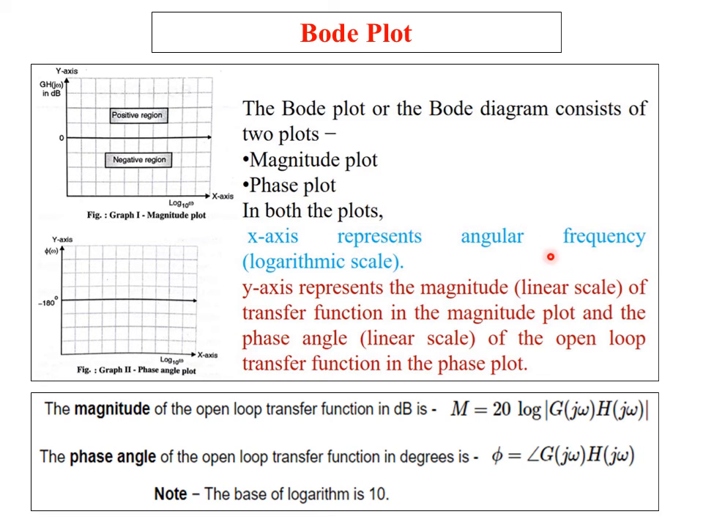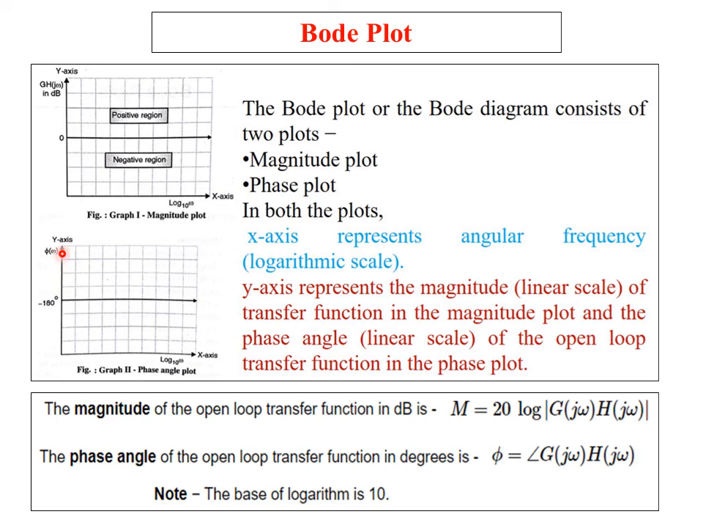The x-axis represents the angular frequency in both the plots, but it is on the logarithmic scale. So we are plotting the Bode plot on the log paper. The y-axis represents the magnitude, that is the linear scale of the transfer function in the magnitude plot, and the phase angle of the open loop transfer function in the phase plot. So we will have G(s)H(s), j omega in decibel, and here phi of omega is the phase.